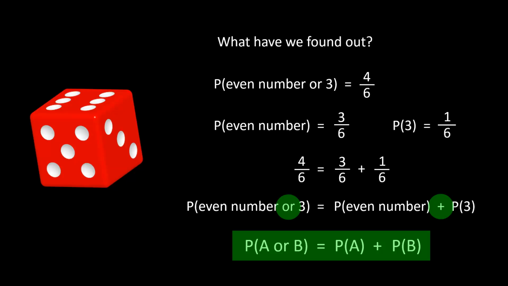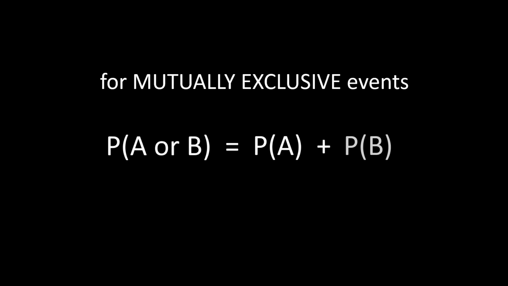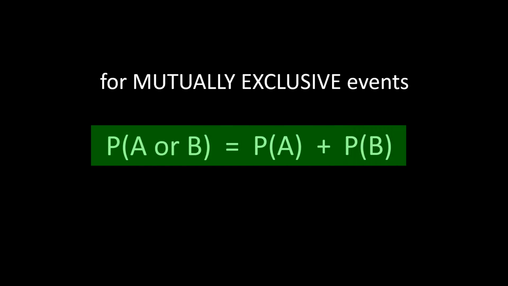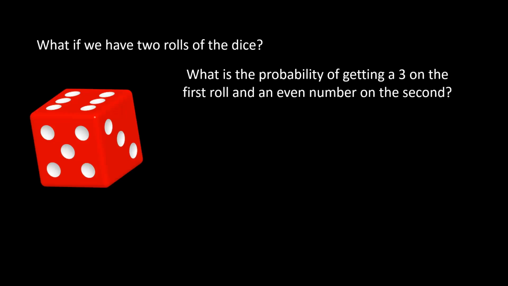Now this only works if the events are mutually exclusive. Now what does that mean? Well, mutually exclusive means can't happen at the same time. So for instance, a football team can't win and lose the same game. Winning and losing the game are mutually exclusive. They can't both happen at the same time. Good. So we can write this then: for mutually exclusive events, the probability of A or B is equal to the probability of A plus the probability of B. We use this quite a lot.